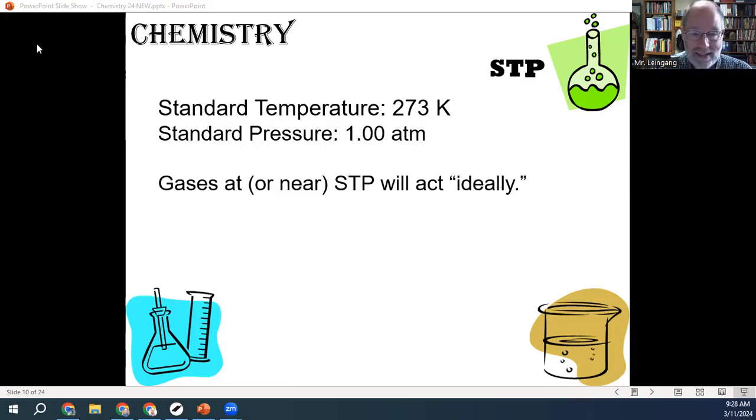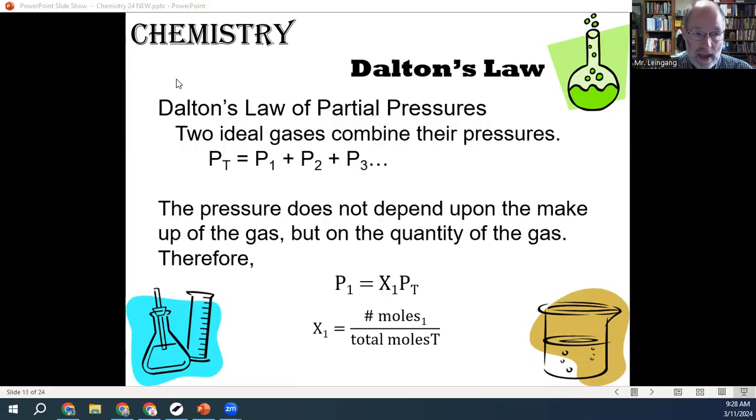When a gas is at STP, it will behave ideally. And really, that allows us then to employ something called the ideal gas law.